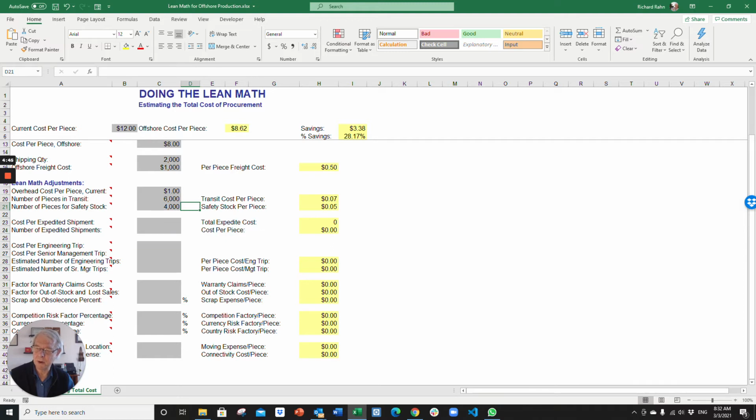Now, cost per expedited shipment. Estimate the incremental cost related to an expedited shipment from the offshore location. What this means is, what happens if we're running short or we have variability of demand.